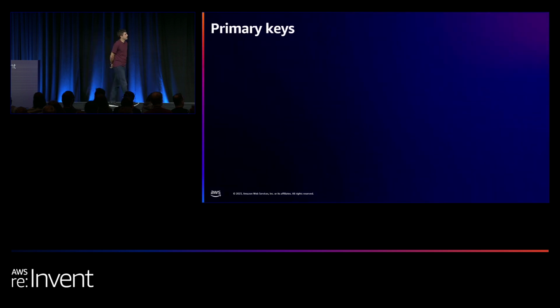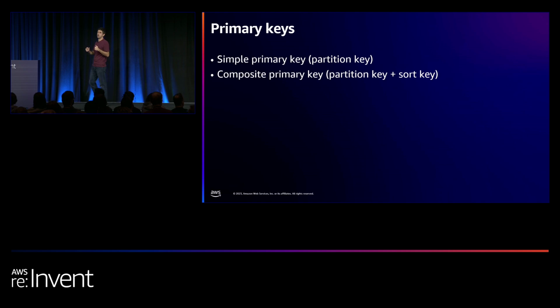All right, so I mentioned primary key. I want to talk about that a little bit more because primary key is just pretty critical to how you use DynamoDB. When you create that table, you have to specify that primary key, and there are 2 types of primary key in your DynamoDB table. You can have what's called a simple primary key, which has a single element, just a partition key, or you can have what's called a composite primary key, which has 2 elements, that partition key, but also a sort key.